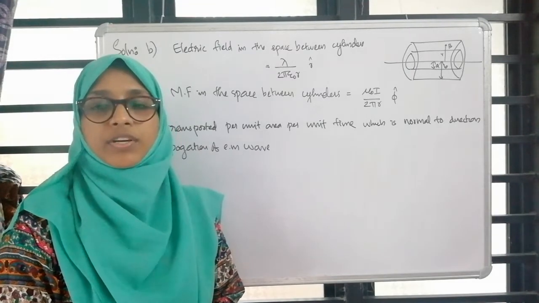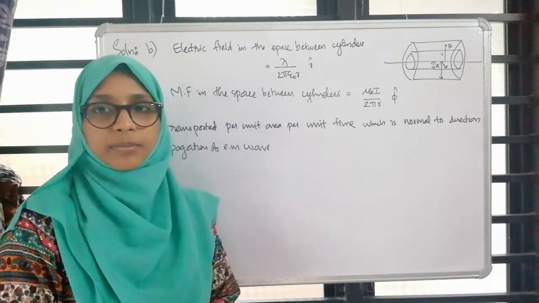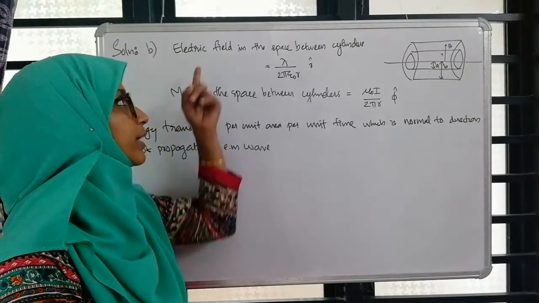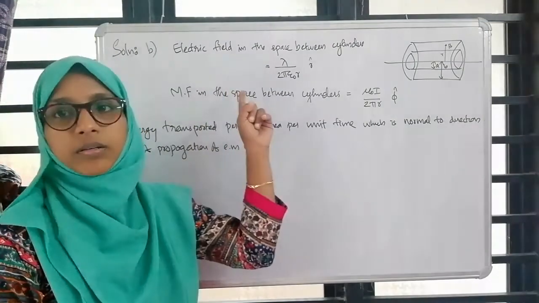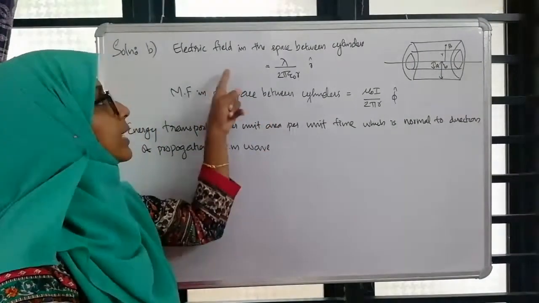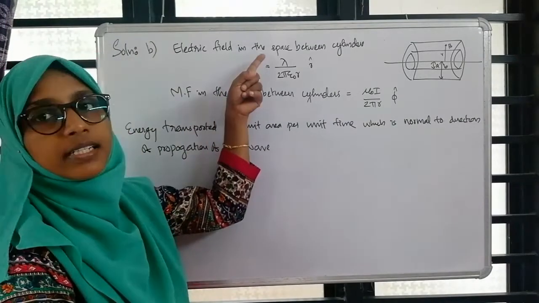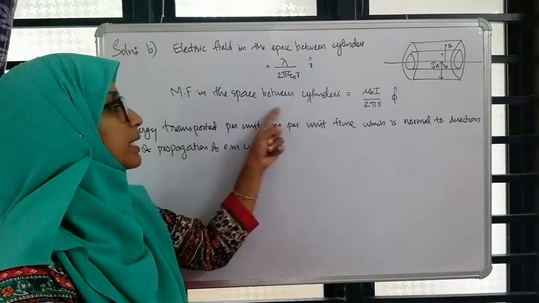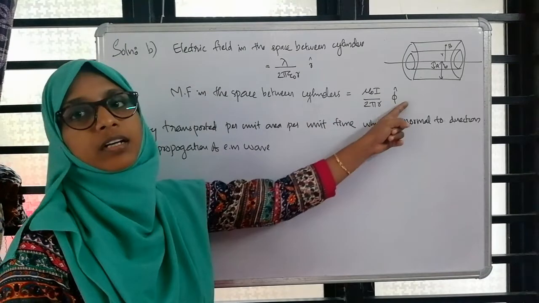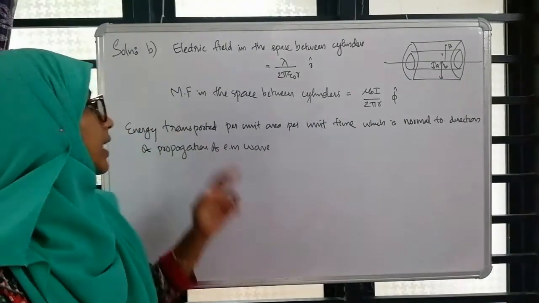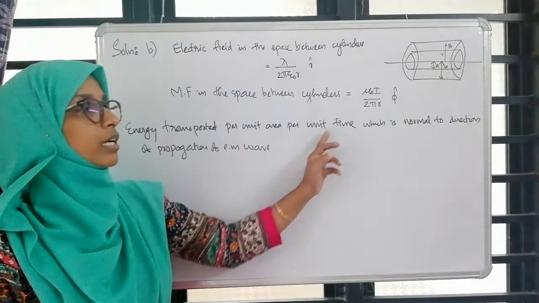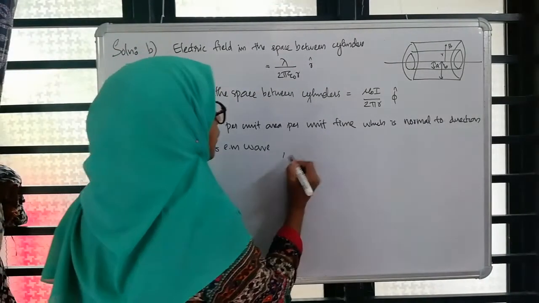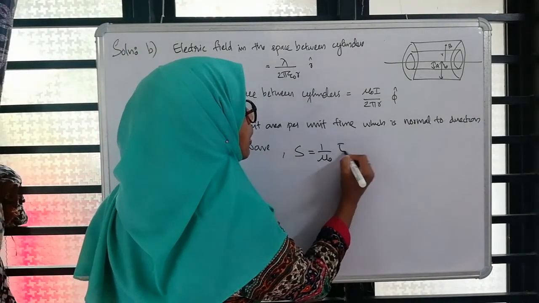The next sub-question is to find the power transported down the cable. To get that, we have to calculate the Poynting vector. For that, we have to know the expressions for the electric field and magnetic field. From the previous Electrodynamics 1 paper, we have already derived the electric field in the space between the cylinders, that is lambda by 2 pi epsilon 0 r in the unit vector r direction, and the magnetic field in the space between the cylinders, that is mu 0 I by 2 pi r in the unit vector phi direction. The energy transported per unit area per unit time, normal to the direction of propagation of the electromagnetic wave, is given by the Poynting vector S equals 1 by mu 0 E cross B.